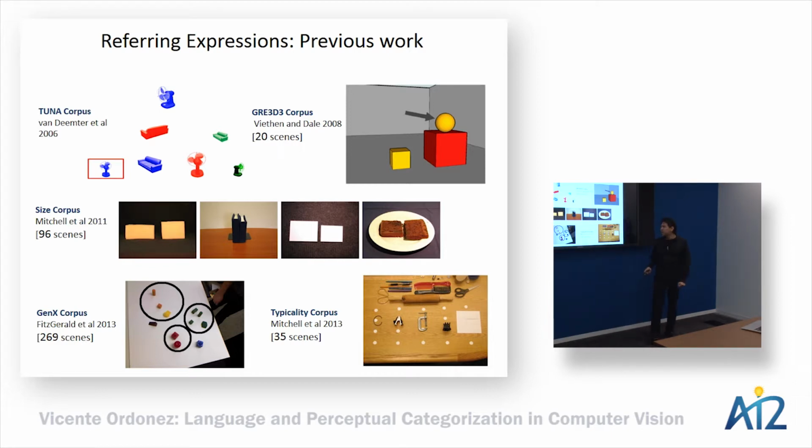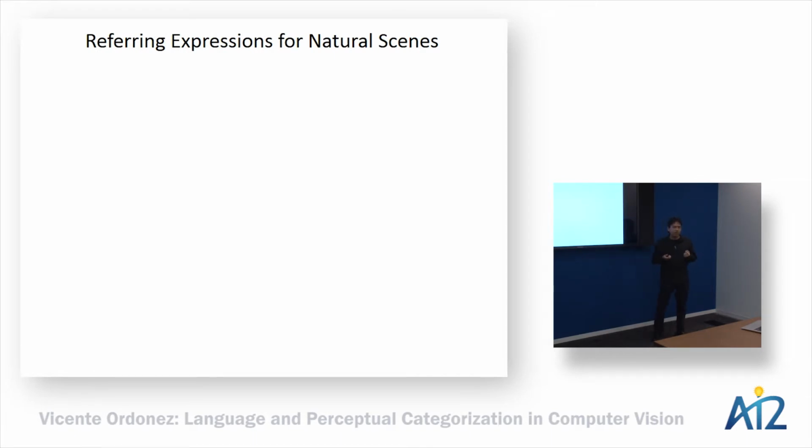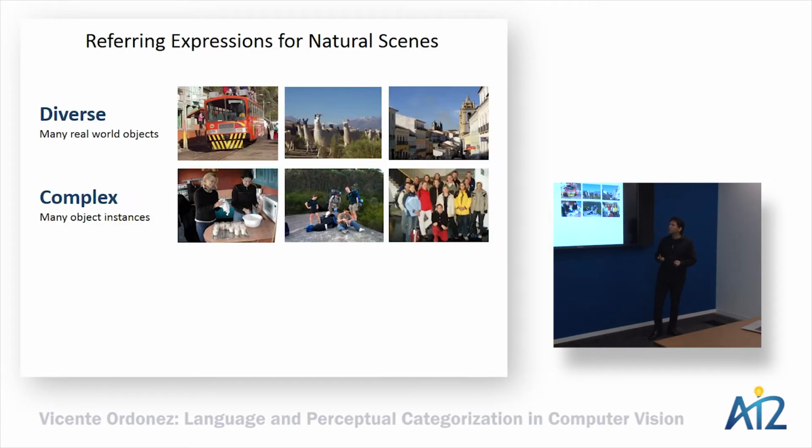But a lot of these data sets are not capturing the things that we are interested in, which are real-world scenes. And a lot of these data sets are actually very small to learn some of the models that we wanted to. Because we want something that works for very diverse real-world scenes that have many different types of objects that we find in the real world, not in a laboratory setting. And we also want the images to be complex, so that there are many objects of the same type in the image, so that you cannot just say, oh, the dog, and get away with it. I mean, you have to specify more things.